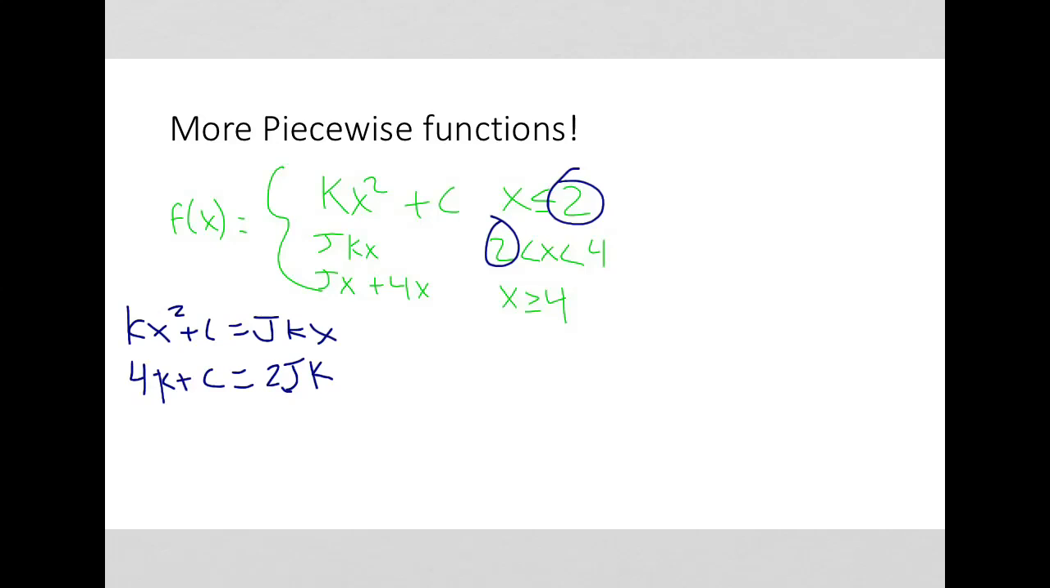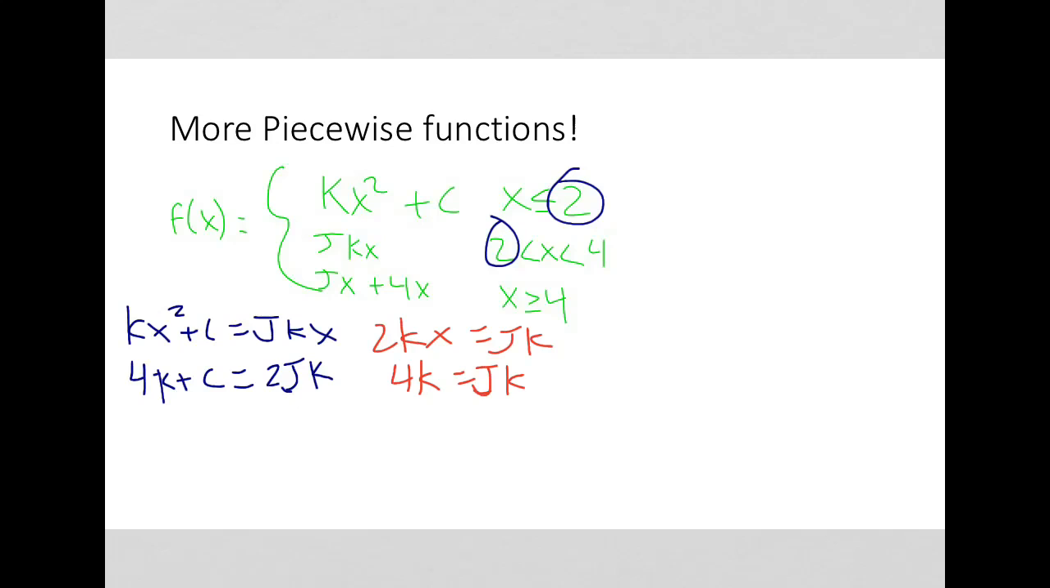Then I'm going to take my derivatives and set them equal to each other. So I'm going to take the derivative of kx squared plus c, and I'm going to get 2kx equals the derivative of the other side. jkx is a linear function, so I'm going to get jk, just the coefficient there. But again, the x value is 2, so I'm going to get 4k equals j.